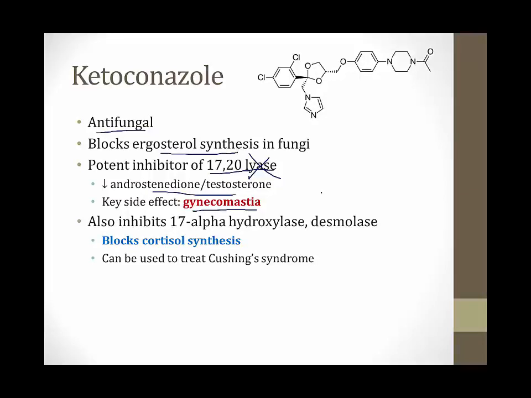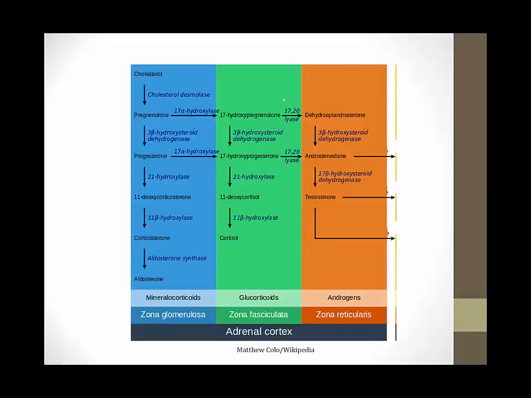In addition, at higher dosages, ketoconazole inhibits a couple of enzymes that lead to cortisol synthesis. It can inhibit 17-alpha hydroxylase and desmolase, and by blocking these enzymes, there's less cortisol synthesis. And for that reason, you can use ketoconazole sometimes to treat Cushing syndrome, which is a disorder I talk about in the video on adrenal disorders. But in Cushing syndrome, the adrenal gland produces too much cortisol, and that's why ketoconazole can sometimes be used as therapy.